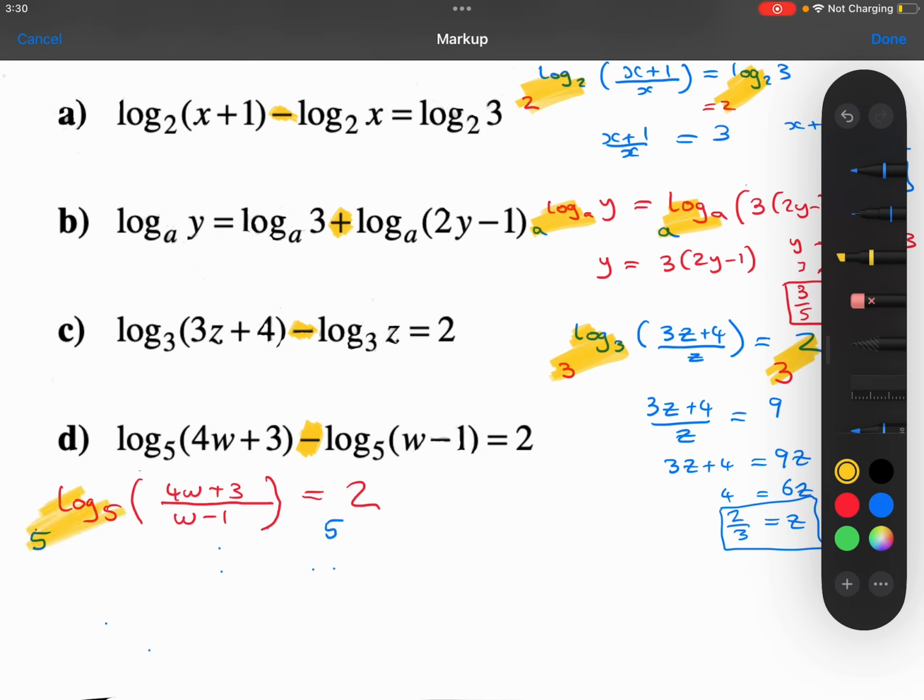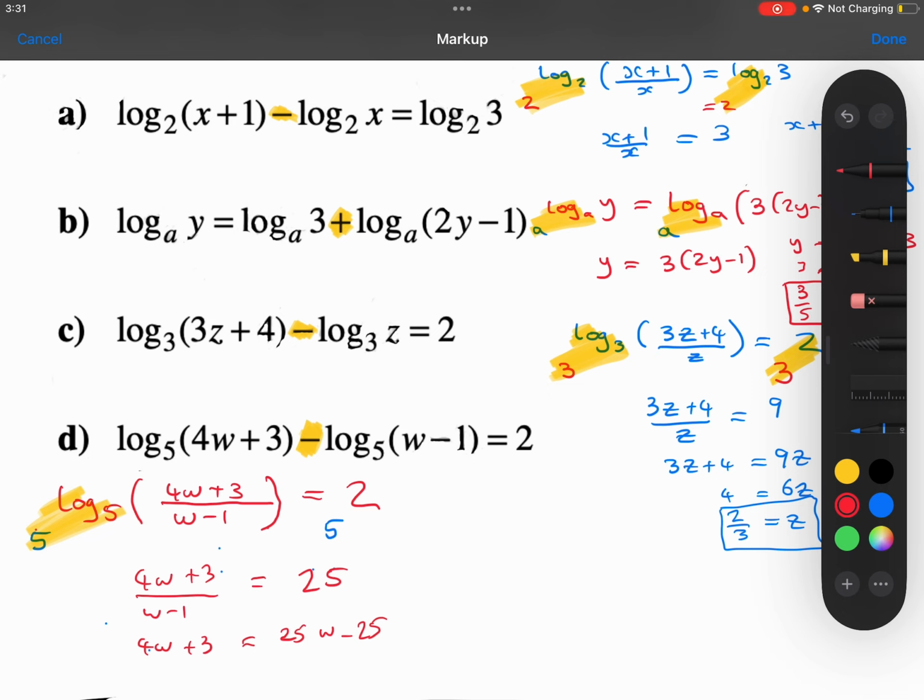These are inverse functions and cancel out. And that's just going to leave me with the 4w plus 3 over w minus 1. So we've managed to remove the logarithm. The right-hand side, I'm left with 5 to the power 2, or 5 squared, which is 25. Multiply both sides by the w minus 1 to get rid of the fraction. So we've got 25 times w is 25w, and 25 times minus 1 is minus 25.